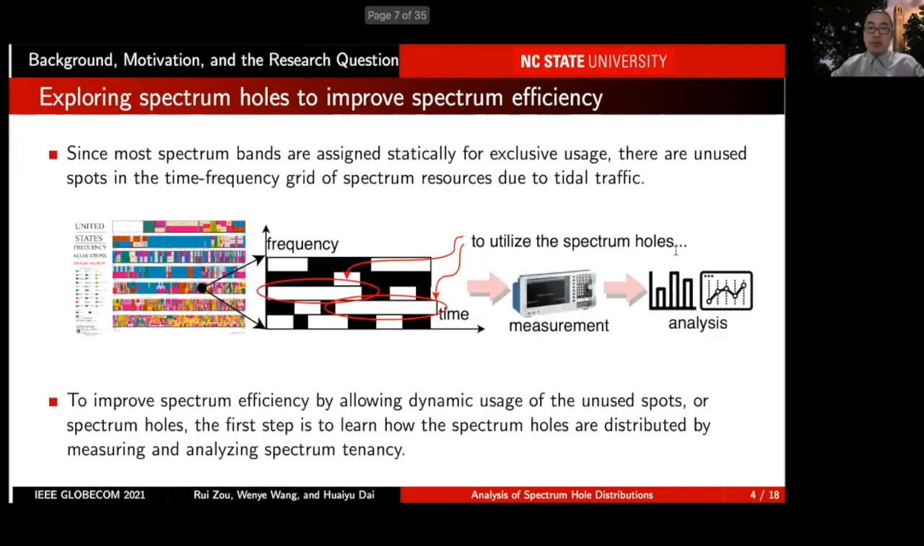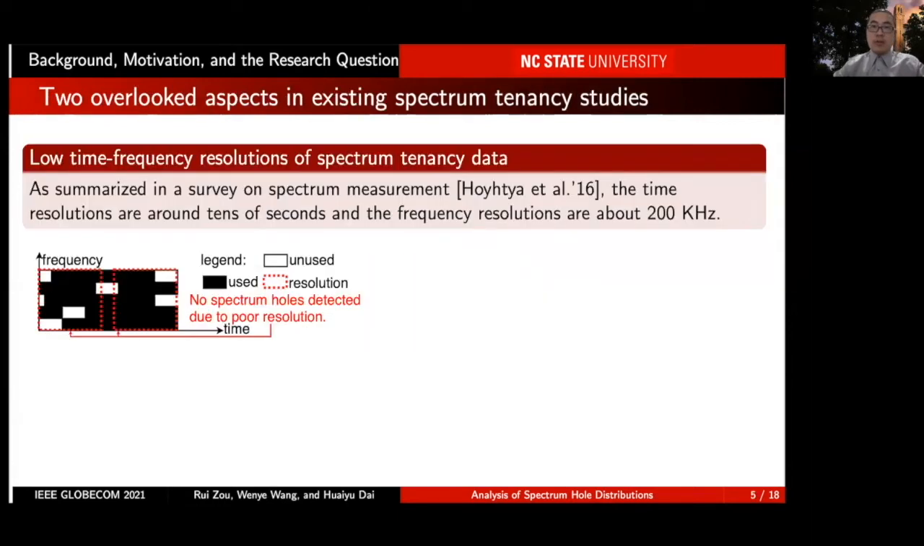To make better use of the wasted spectrum resources, we need to measure and analyze how the spectrum holes are distributed. Though there have been many works on spectrum tenancy analysis, two important aspects have been overlooked. The first one is the resolution of spectrum tenancy data. As summarized in a survey paper, most of the spectrum tenancy data has a time resolution of tens of seconds and a frequency resolution around 200 kilohertz. However, such resolutions are too coarse for most spectrum tenancy studies on cellular systems.